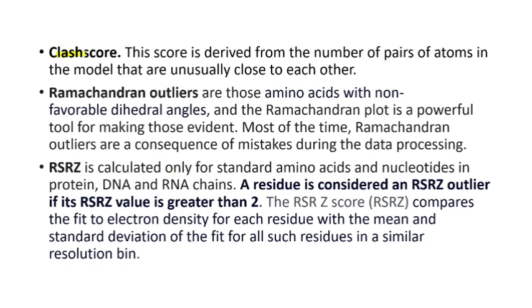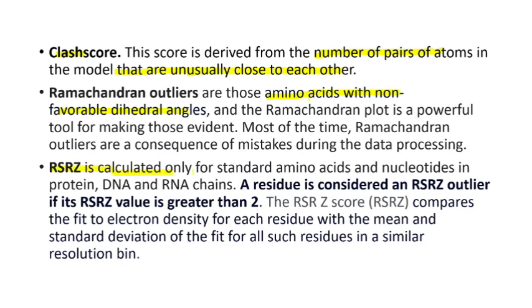Clash score is the score derived from the number of pairs of atoms in the model that are unusually close to each other. So that is the clash score. Ramachandran outliers are those amino acids with non-favorable dihedral angles, which tells about the amino acids with non-favorable psi and phi angles.